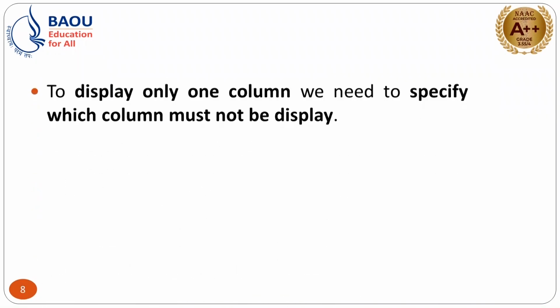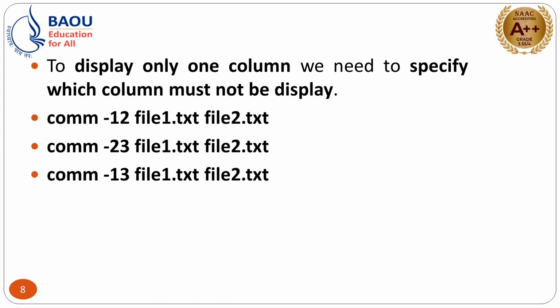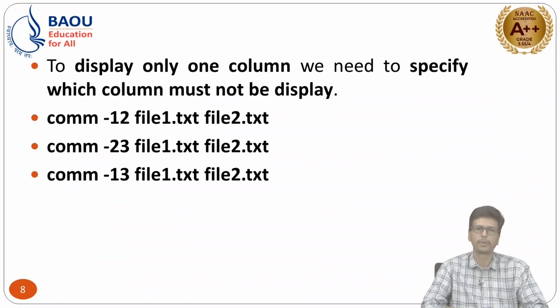Now there is another option, say for example comm -1, -2, -3, -12, -23 and -13. If you require to display only one column, then the column that you don't want to display, you have to mention. Say for example here comm -12 means you don't want to display the first and second columns. That means you require the third column, the contents which are common in both the files.